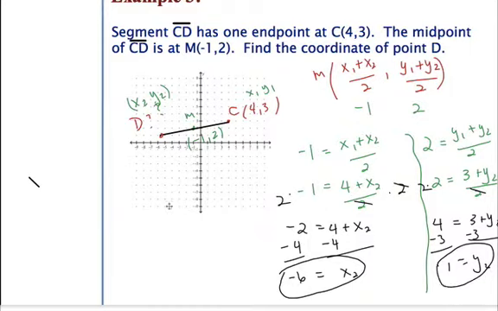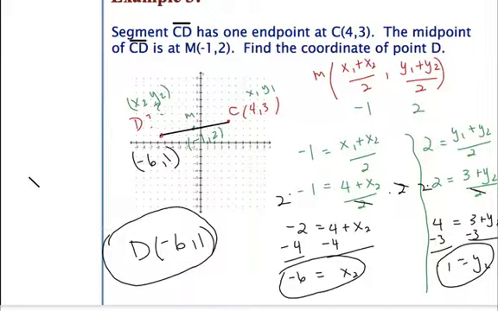Now let's look at my picture. Does it seem reasonable here that this coordinate is -6 in the x direction and 1 in the y direction? And it does. So that means that the coordinate of the endpoint D is at -6, 1.